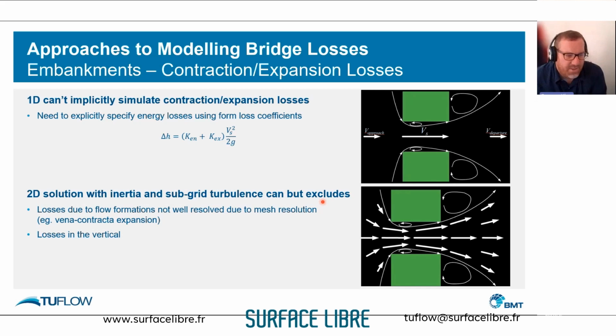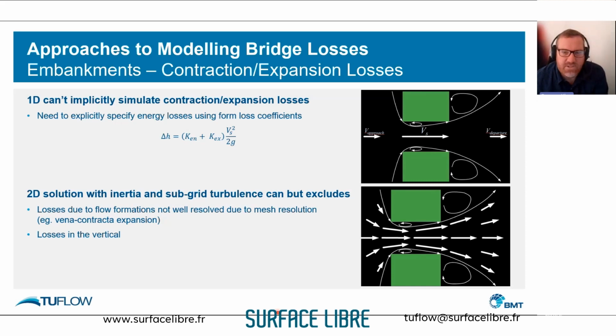With 2D, that contraction and expansion is represented explicitly. You know, the 2D hydraulics can represent flow coming down, hitting an embankment, and then having to contract through the opening. So those kinds of losses are already represented. So we don't necessarily need to worry too much about them from a 2D modeling perspective.